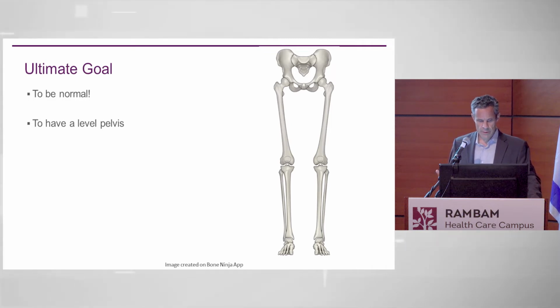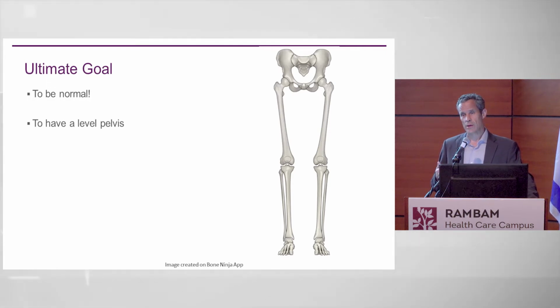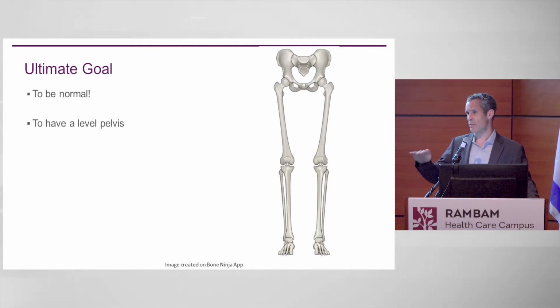So the ultimate goal for us, I suppose, is to be normal. Maybe not for all of us, but normal in the limb length discrepancy world means having a level pelvis. Technically speaking, this frequently is the same as having level femoral heads, and we oftentimes use the femoral heads to determine whether there is a leg length discrepancy, and that's okay, but there are some cases that have pelvic obliquity.